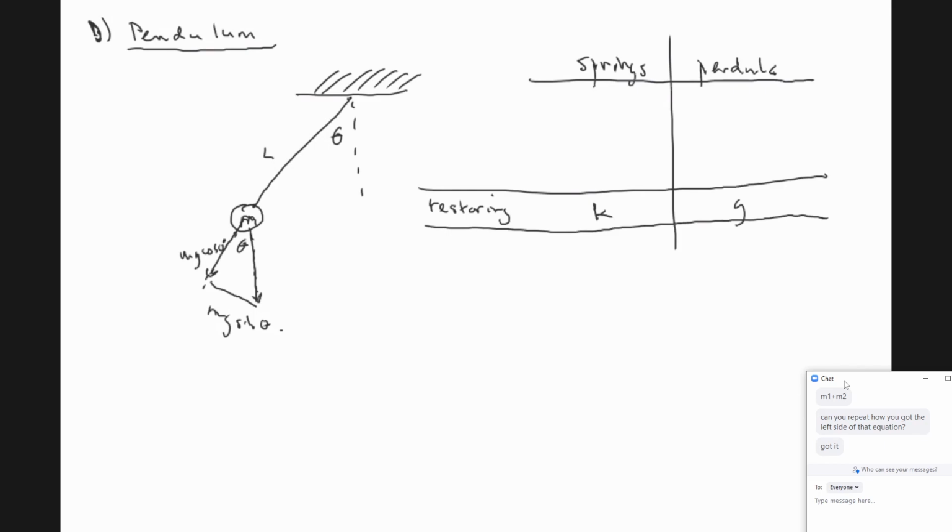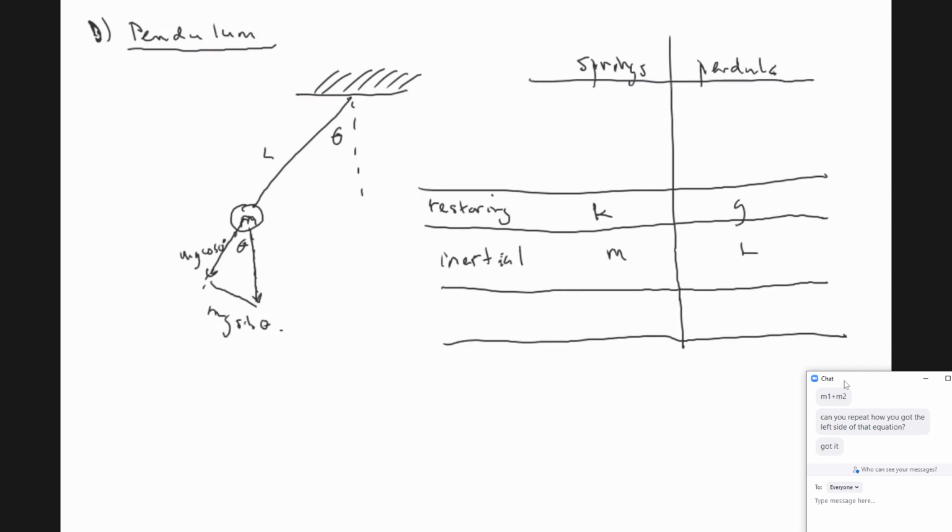You need to know what is the inertial component. It's the unwillingness to change, right? For springs, it's mass. For pendula, it is the length of your lever arm. And the last one is your displacement from equilibrium. It is a linear displacement for springs. For pendulum, it's an angular displacement theta. Okay.